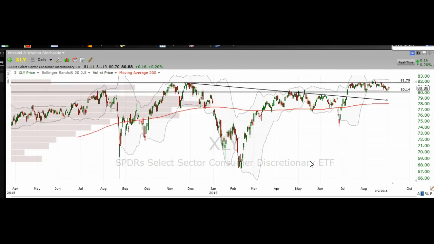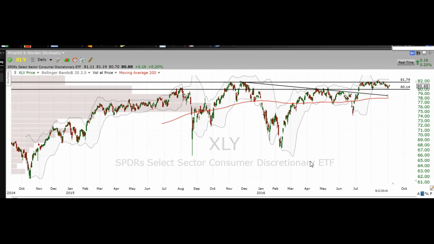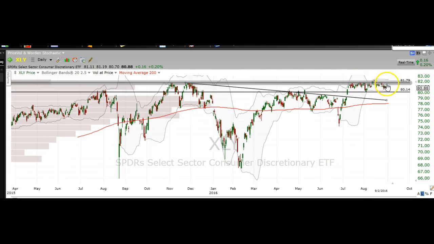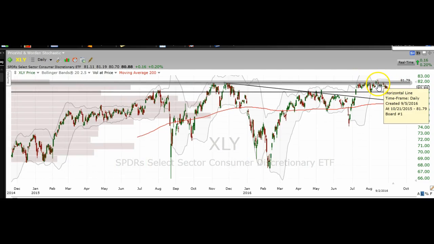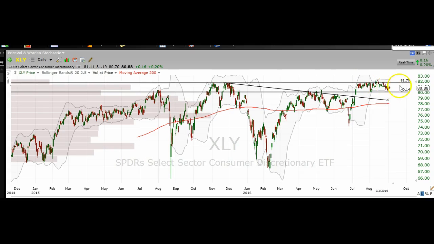All right, so XLY. Let's scroll out to see a big picture. So we're at some big time resistance just above 81, about $82, let's call it, just to give us a nice round number. Resistance here, here, and the last month or so, we've been trading sideways against it. Couldn't really break over that level. So a very significant level here. So if we can get a close over 82, we should see some nice upside in this XLY sector.